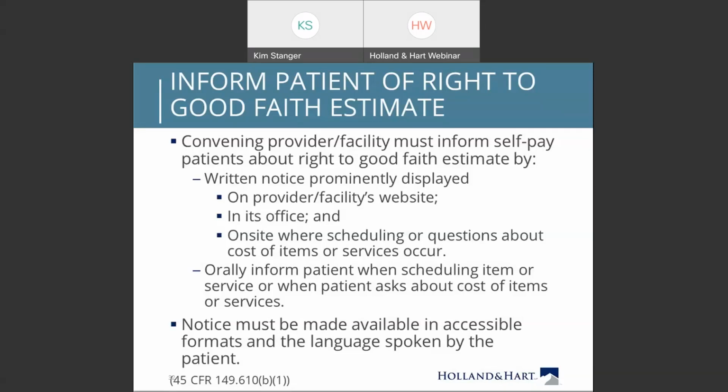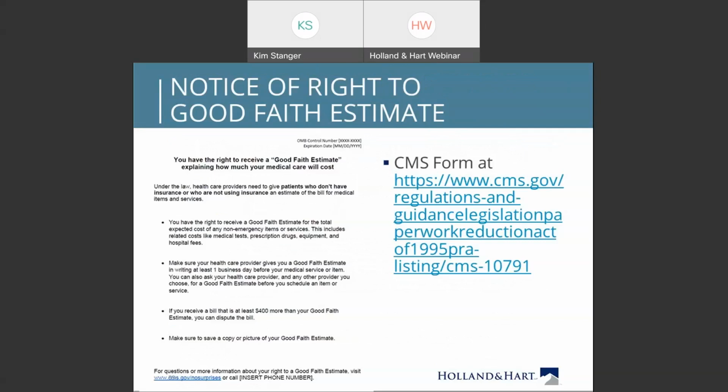So when they ask about the cost, or when you're scheduling, you've got to train your registration or your scheduling people to inform them of the person's right to, if they are a self-pay patient, not insured patients unless they're going to pay for it themselves. But if they're self-pay, then you've got to have your people trained to inform them of their right to obtain that good faith estimate. Now, that notice that you provide must be made available in accessible formats and in the language spoken by the patient to comply with the disability rules. The government has posted a copy of the required notice of the right to the good faith estimate.